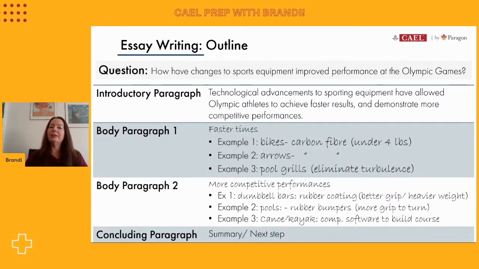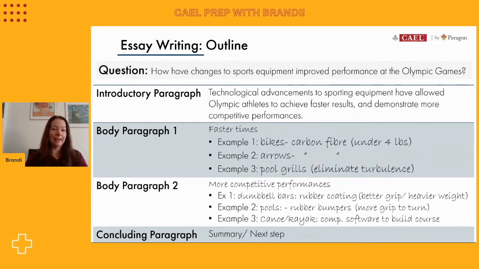So you'll see the same question right at the top of the screen to keep us all on track. In that introductory paragraph space, we took the time in last week's episode to answer the question and give our very detailed thesis statement. So I'm going to read out loud right now this introductory paragraph statement, and this is what we're going to actually be writing today. We're going to put this idea into paragraph form. So the idea that we will be focusing on is technological advancements to sporting equipment have allowed Olympic athletes to achieve faster results and demonstrate more competitive performances.